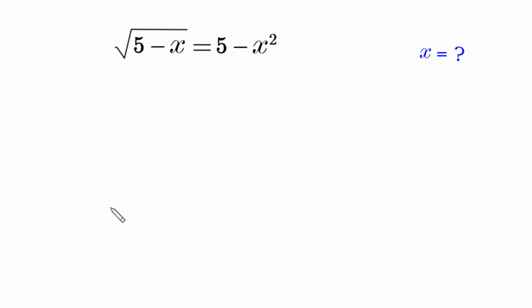Hello, welcome to how to solve this very nice radical equation. Square root of 5 minus x is equal to 5 minus x squared. We need to find all possible values of x.